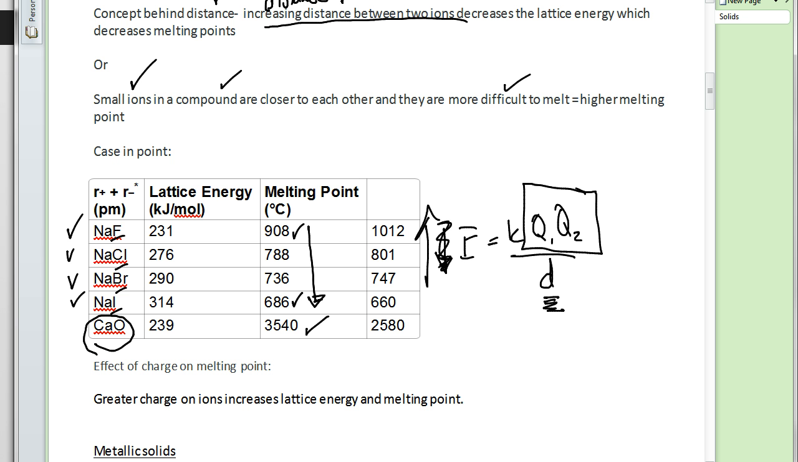So a great test question might be to put in order maybe 3 different compounds, like lithium chloride, lithium bromide, and magnesium oxide. Put those in order from least to greatest melting point, and you should be able to do that. And we'll talk tomorrow in class about what the answer to that is.